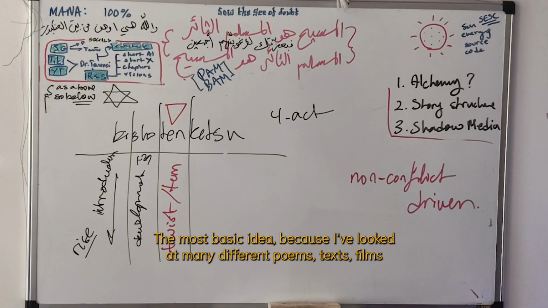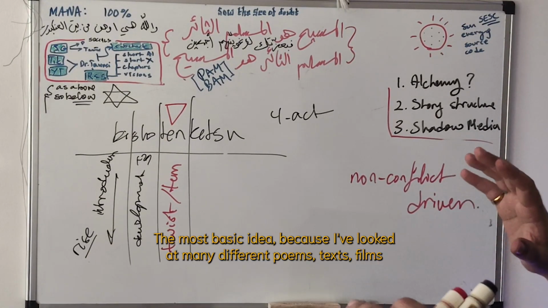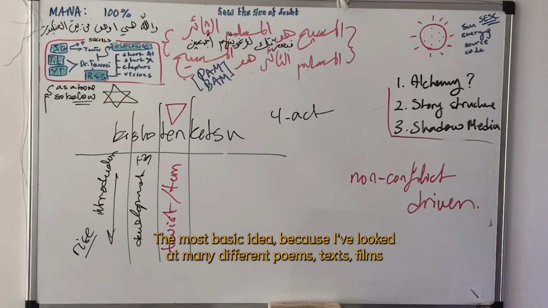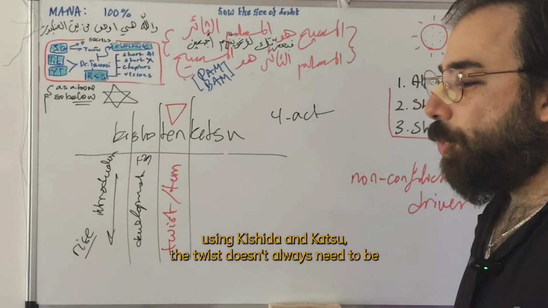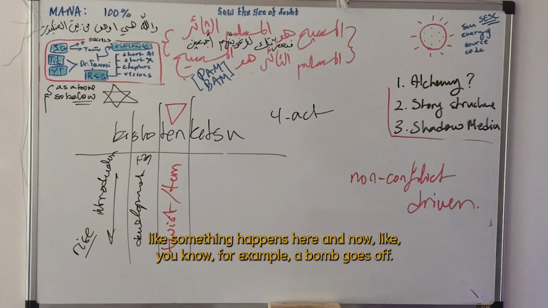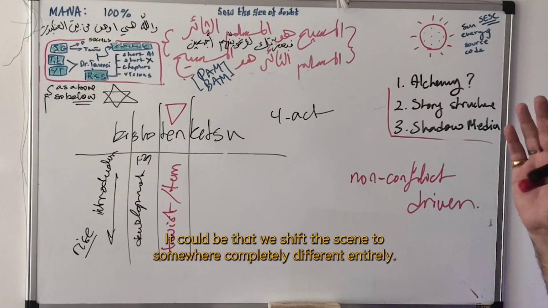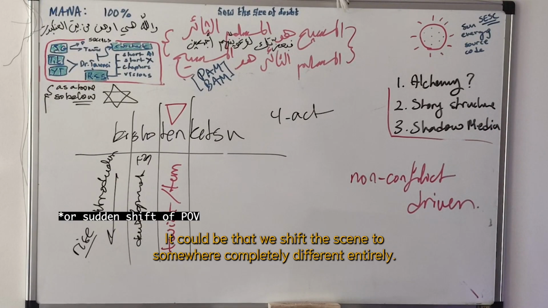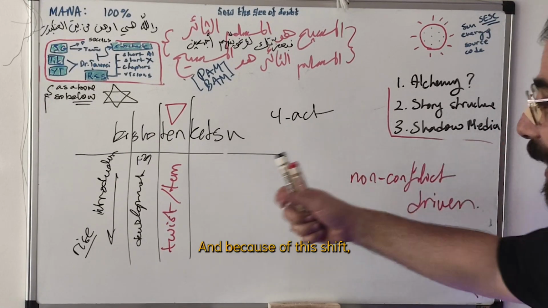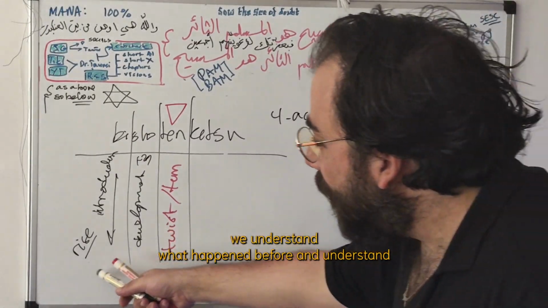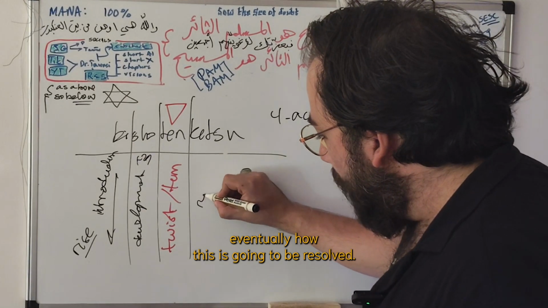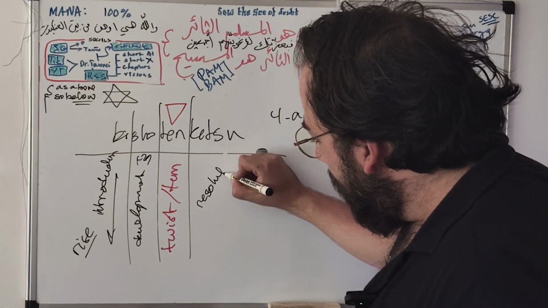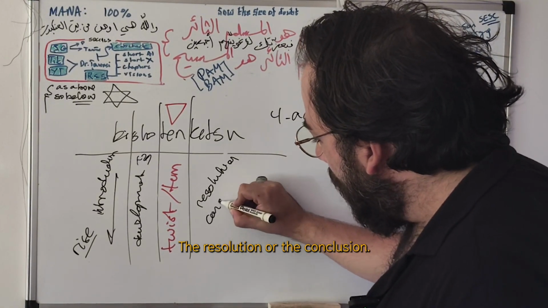Take it in the most basic idea, because I've looked at many different poems, texts, films, using Kisho Tenketsu. The twist doesn't always need to be something that happens here and now, like, for example, a bomb goes off. It could be that we shift the scene to somewhere completely different entirely. And because of this shift, we understand what happened before and understand eventually how this is going to be resolved. Ketsu is the resolution or the conclusion.